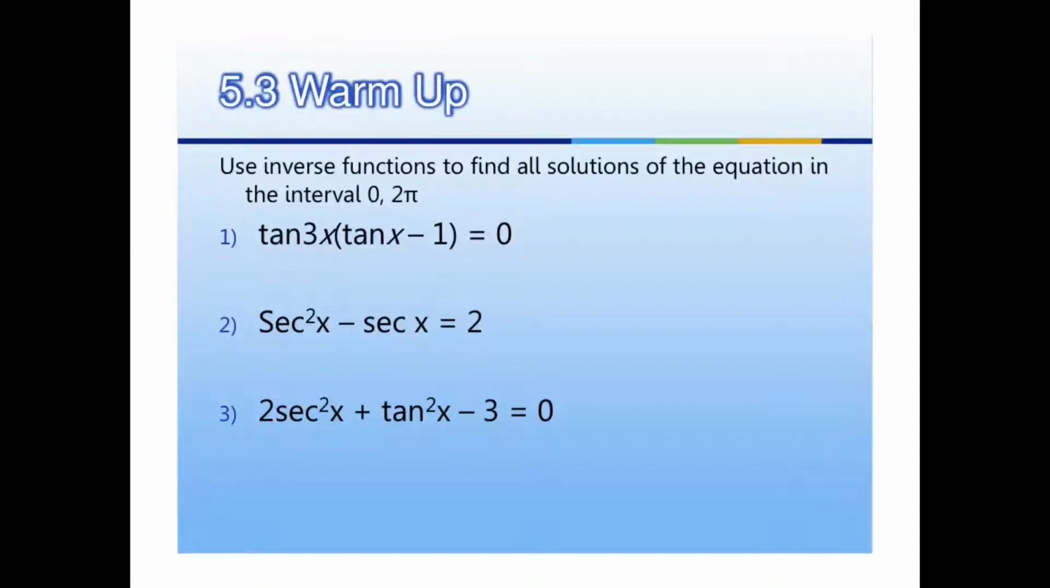This video is going to cover the 5-3 warm-up and then the notes for 5-4. So we start with the inverse functions: find all the solutions of the equation on the interval of 0 to 2 pi. That should be a bracket on the 0 and a parenthesis on the 2 pi. So we're saying include the 0, but don't include the 2 pi.